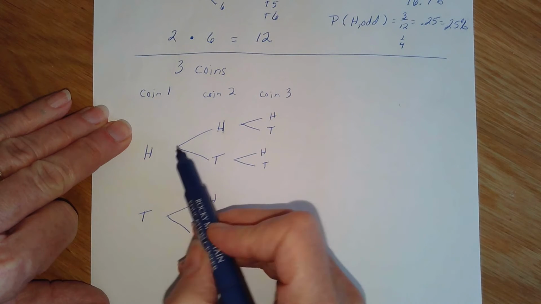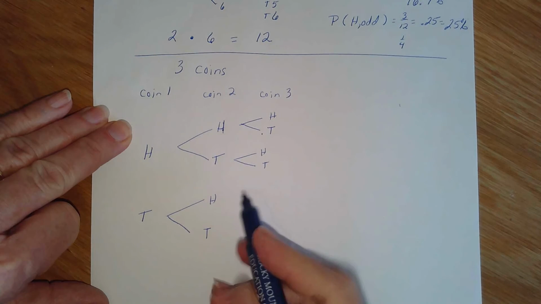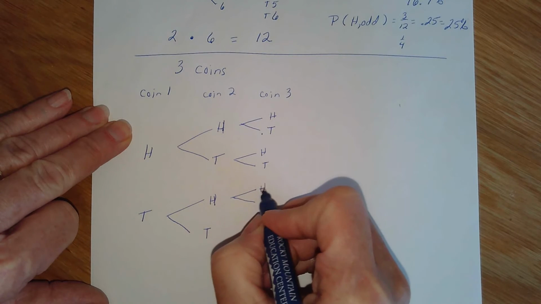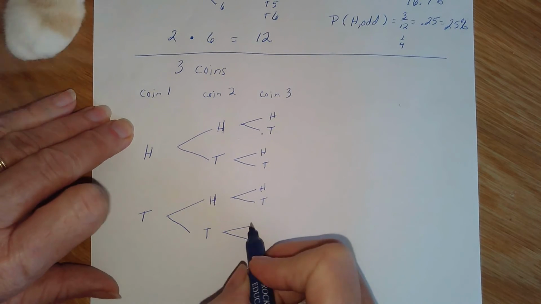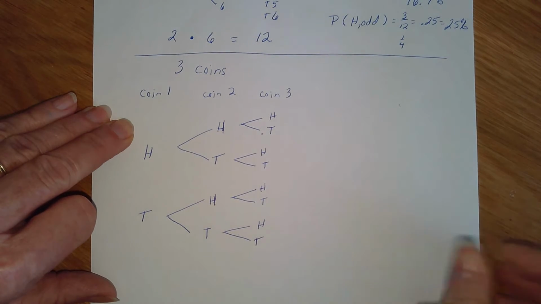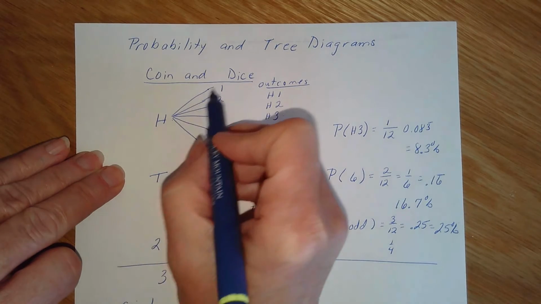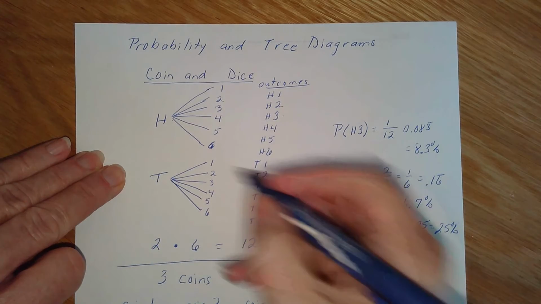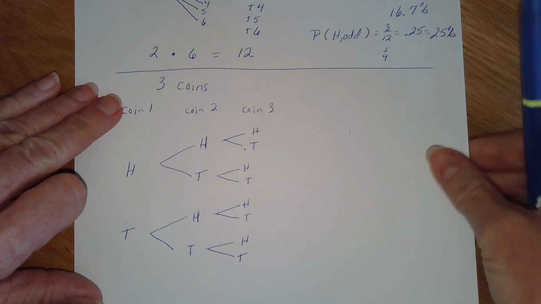Okay, heads had 2 branches. This one had the same branches. Coming off of this result, we have the branches of heads and tails. Off of this result, we have the branches of heads and tails. Sorry, I got a cat in the way. Now let's look back up here real quickly. Off of this branch, we've got the 6 branches. Off of this one, we've got 6 branches. So coming back down here, let's do our outcomes.